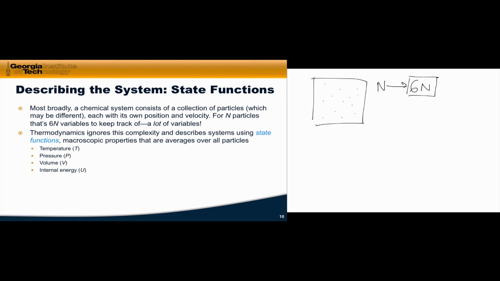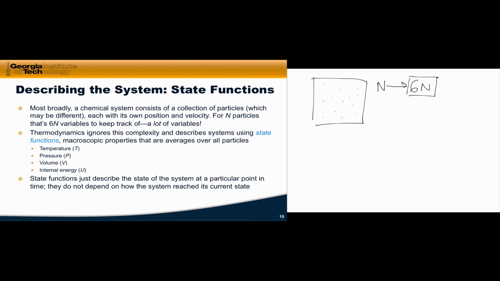Temperature, pressure, and volume, three of those key variables for gases. Internal energy also is a state function that is an average over all of the particles. State functions just describe the state of a system at a particular point in time. They don't depend on how the system reached its current state. So no matter what the system looked like, say 5 minutes ago or 10 minutes ago or what have you, state functions are state functions. Ultimately, they just depend on the positions and velocities of the particles within a system and not how the positions and velocities got that way.